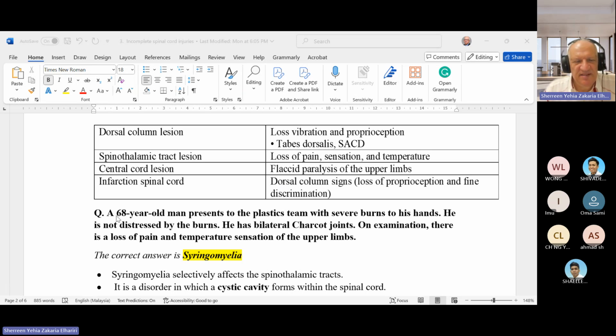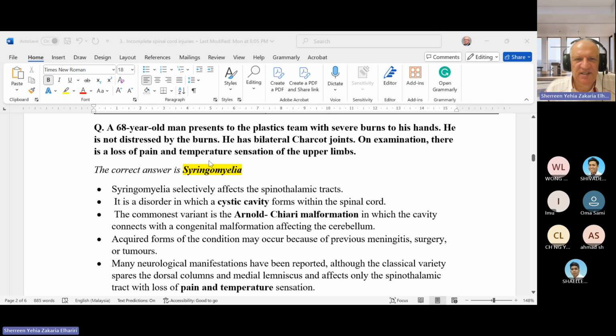For example, in this scenario, a 68-year-old man presented to the plastic team with a severe burn in his hand. He's not distressed by the burn, so no sensation. He has bilateral Charcot joints. Charcot joint means that the joint can move in all directions, even the reverse direction. On examination, there is loss of pain, temperature, and sensation in the upper limb. Loss of pain, sensation, and temperature in the upper limb is a spinothalamic tract lesion, something called syringomyelia.